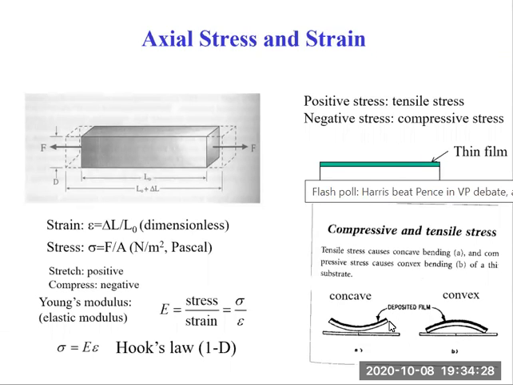And it is shown in the following figure. The tensile stress can cause concave bending of the substrate, and compressive stress leads to convex bending.